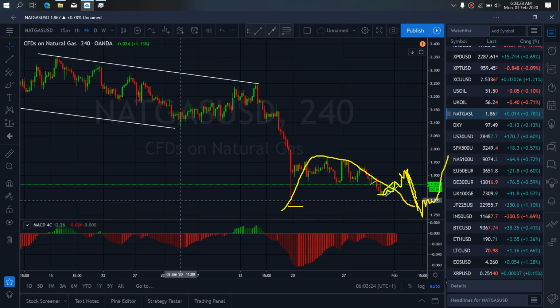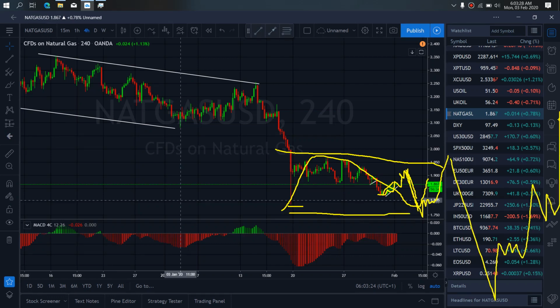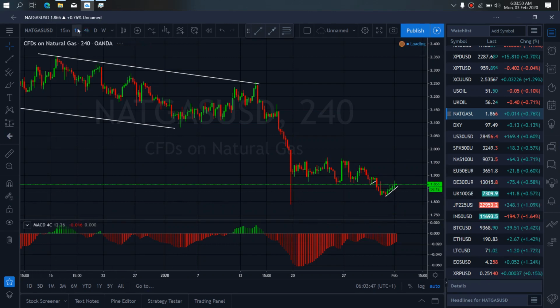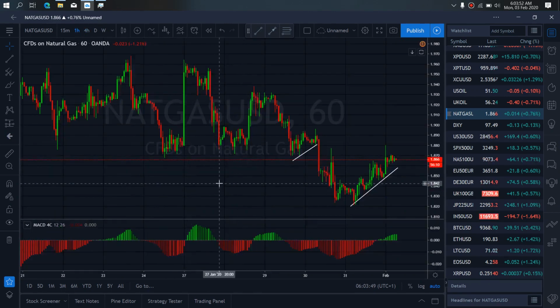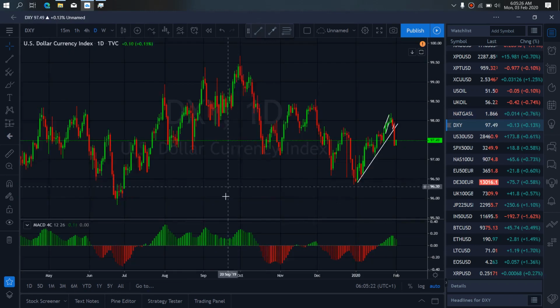We start to make this flat structure and then drop majorly to the weekly low before the climb back up will start. So we want to watch out for that on natural gas this week. So if we zoom to the 1-hour time frame, we want to watch out for this.